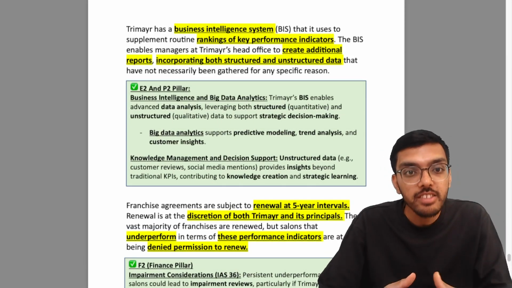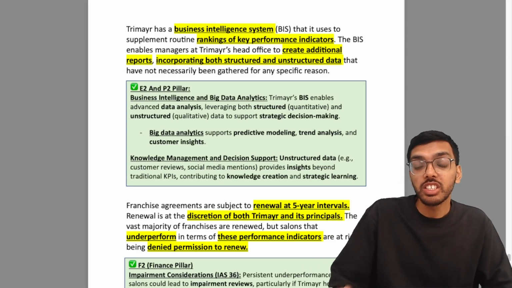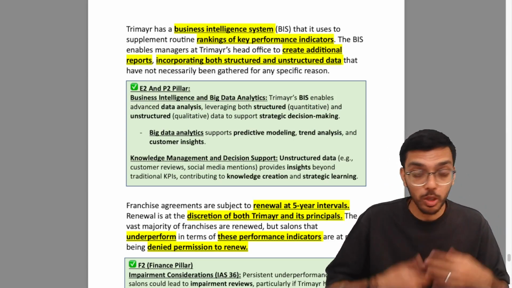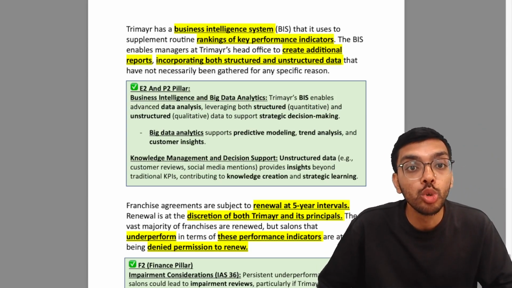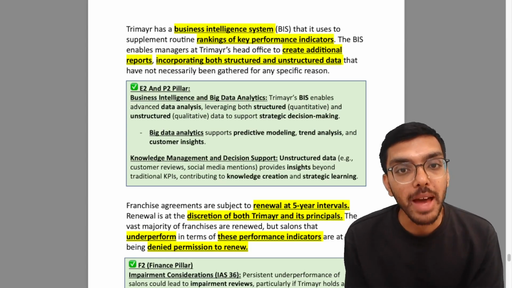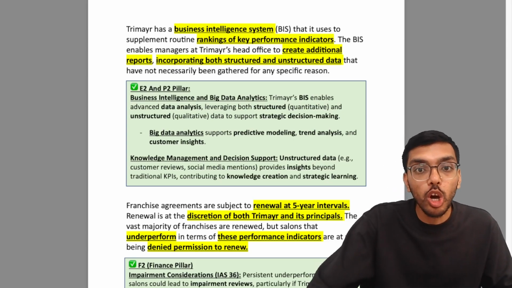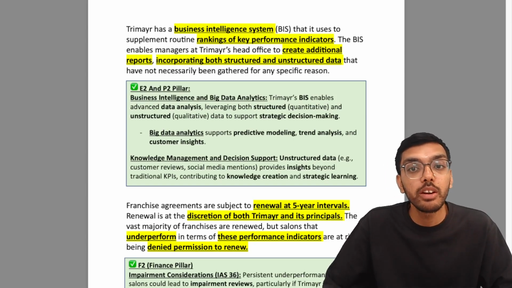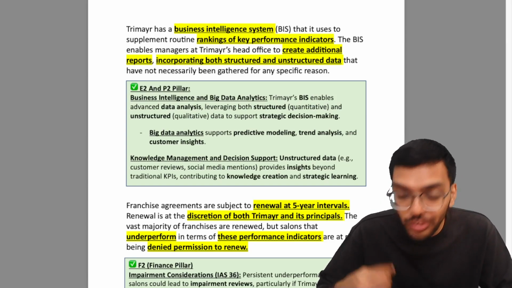Now, Trimayr has a business intelligence system. You already have a system. This system is going to be your intangible asset, IAS 38, F2 syllabus, because it's your internally developed system. We use this system to supplement routine rankings of KPIs. The BIS enables managers at Trimayr's head office to create additional reports incorporating both structured and unstructured data that have not necessarily been gathered for any specific reason. So this BIS is what we are relying on.